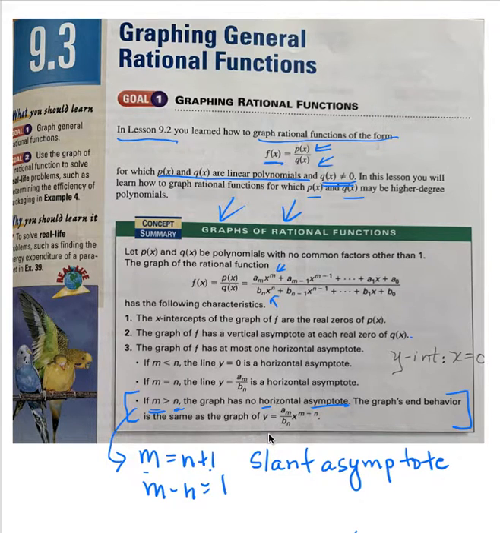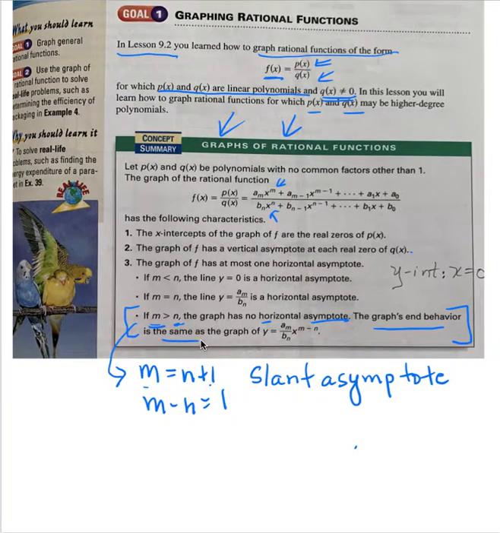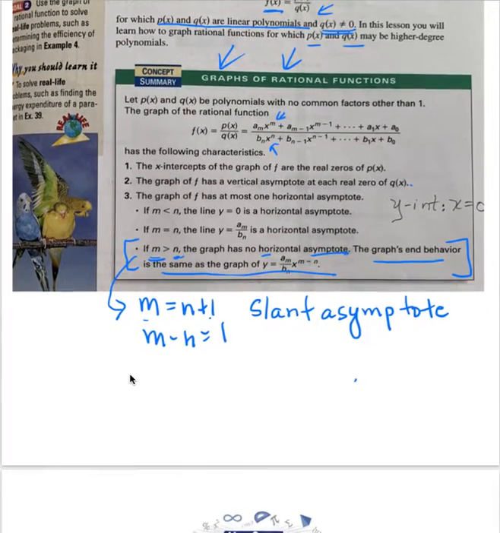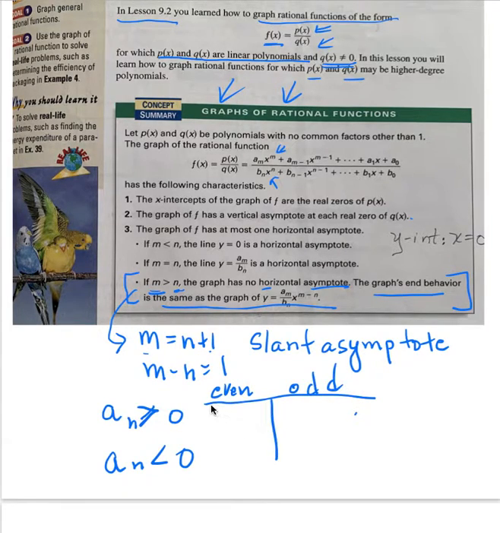The other thing that you should know is the end behavior of the graph. Remember how we did end behavior in chapter 6? Remember how that worked? You had a coefficient a sub n, right? If it was greater than 0, in other words, positive, or less than 0, then that's negative. And then we had even degree and odd degree. You remember how this all worked out?